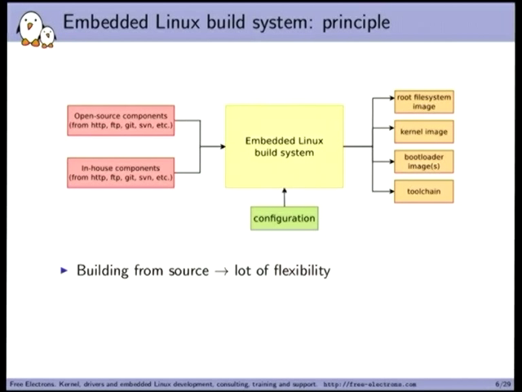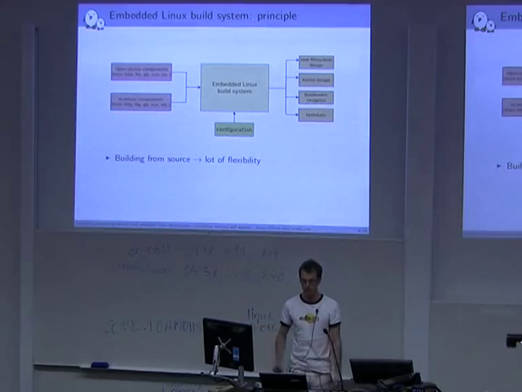And you're going to feed into this tool a configuration that says, for my system, I'm going to build it for ARM, and I want this graphical library to be inside, and this networking application, and so on and so on. So as I said, you build from source, so you have lots of flexibility. You can adjust whatever configuration option for each individual component as you want.